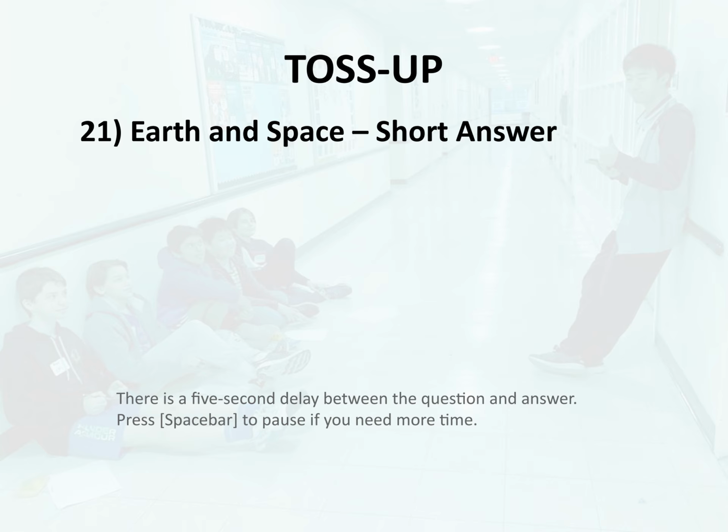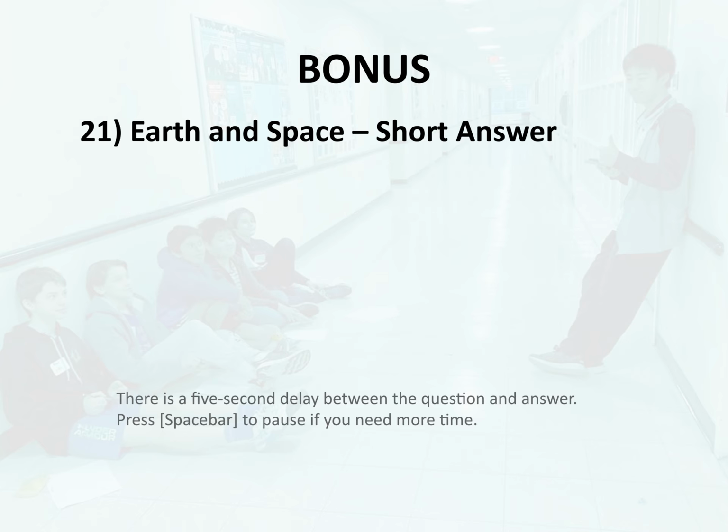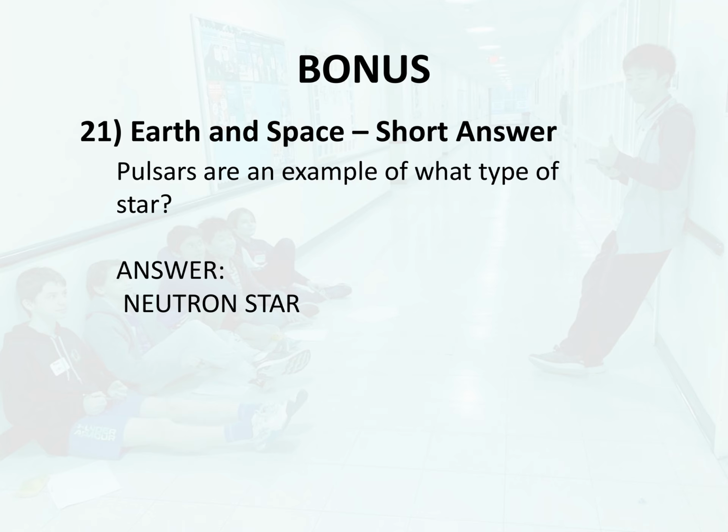Toss-up, 21. Earth and space, short answer. What terrestrial planet in the solar system has the thickest atmosphere? Answer: Venus. Bonus, 21. Earth and space, short answer. Pulsars are an example of what type of star? Answer: neutron star.